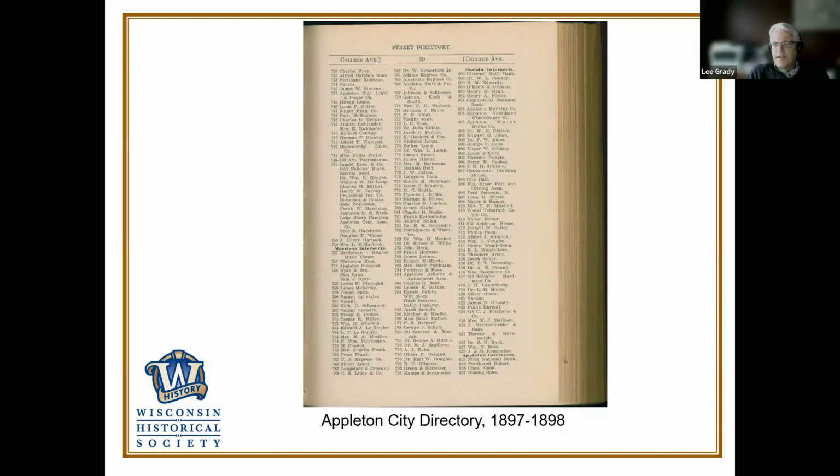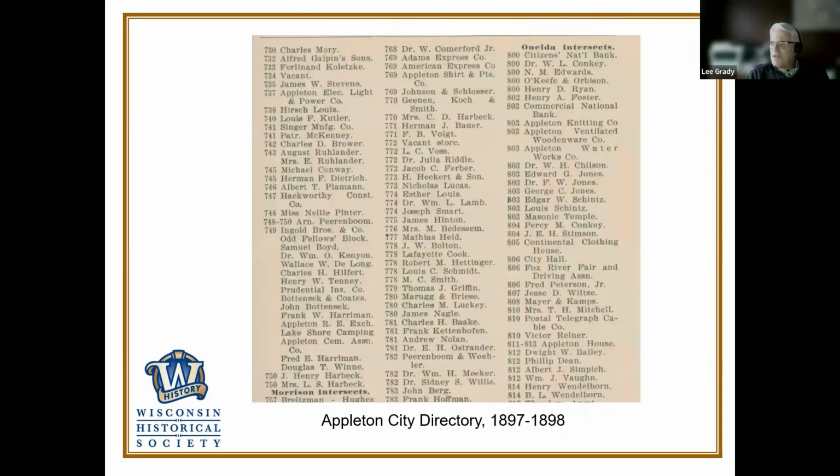So that's what we're looking at here, the reverse directory part of an Appleton street directory from 1897, 98. And if I can zoom in just a little bit, you'll see in the middle here, 774, Esther Lewis, 774 College Avenue. But even more importantly, for figuring out where that was in 1900 because it doesn't match up to what's there today, see down here in the lower left, it tells you with these street numberings where the intersections are.